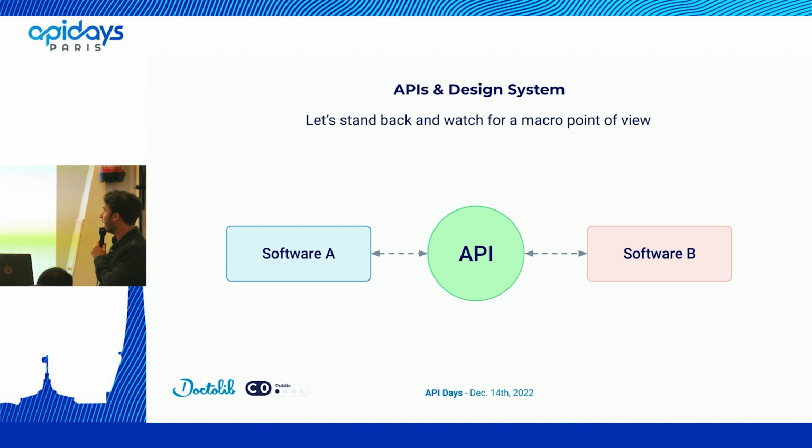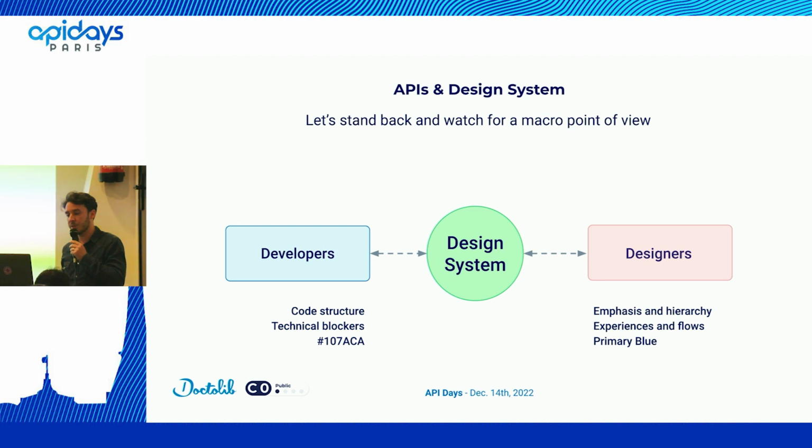So if we just step back a bit and think, this is more of a philosophical pointer. An API is something that helps two software communicate together. So I think, and this is my opinion, that we can do the same with design systems. And this is really the mindset that we're trying to have at Doctolib. Developers are speaking about code structure, while designers are speaking more of emphasis and hierarchy. We don't speak the same language.